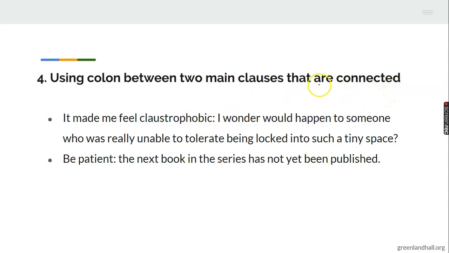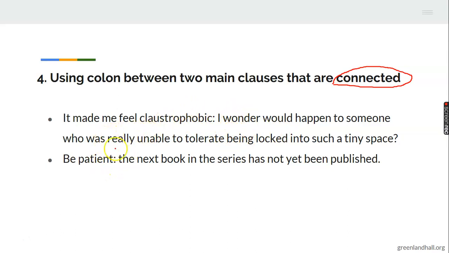2 main clauses that are connected. Remember I said you should note this word, connected. If the 2 clauses are not connected, there's no essence, there's no need to use the colon. It made me feel claustrophobic: I wonder what will happen to someone who was really unable to tolerate being locked into such a tiny space. And you can see our colon right here between the 2 main clauses.